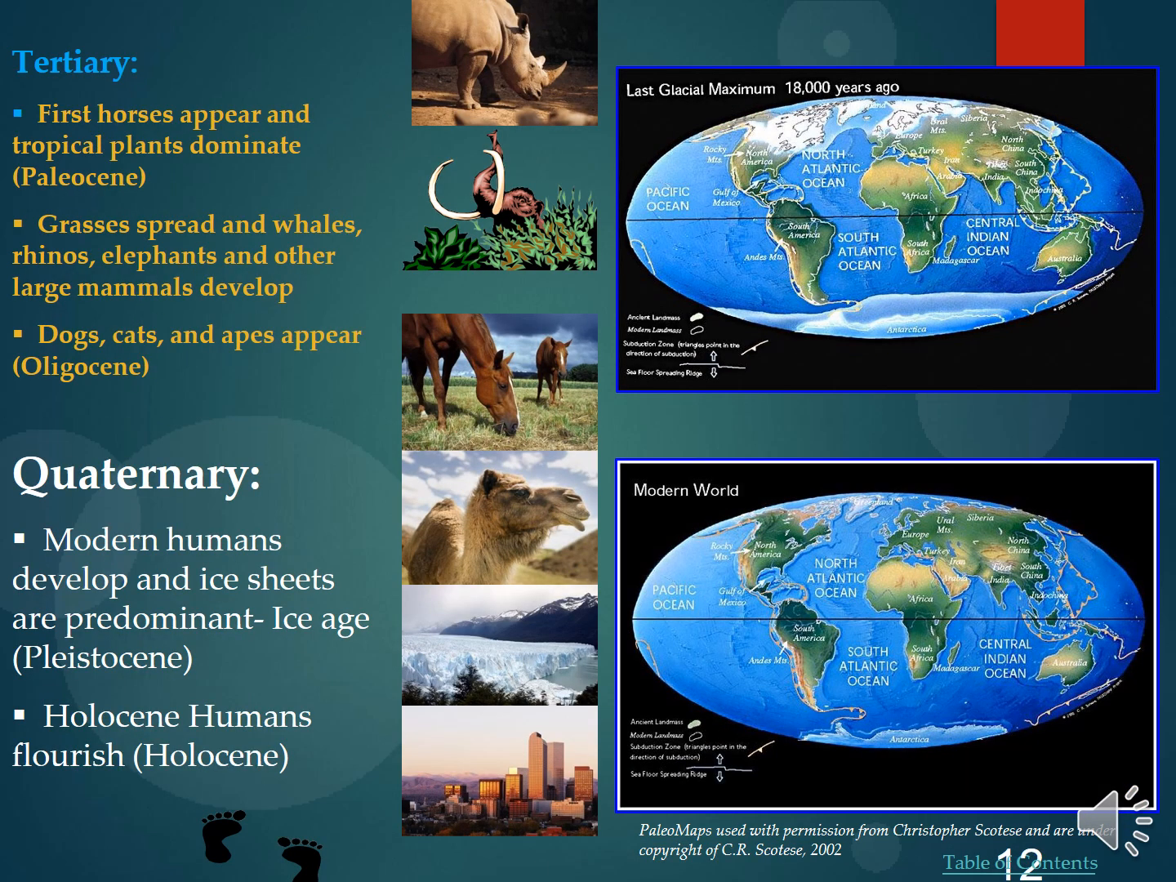In the Tertiary, the first horses appear and tropical plants dominated. The grasses spread and whales, rhinos, elephants, and other large mammals develop. The dogs, cats, and apes appear in the Oligocene. And the Quaternary is when modern humans develop and ice sheets are predominant, and the Holocene is when humans flourish.